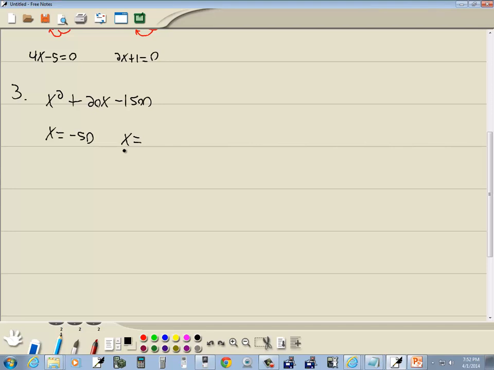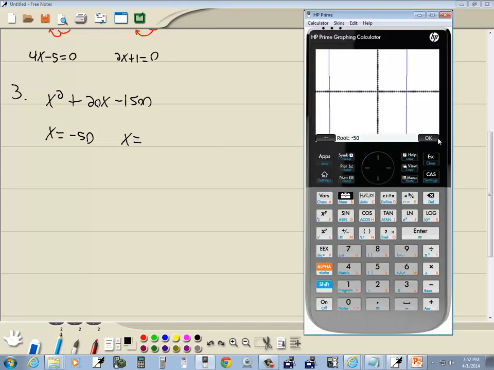Well, let's find our other one. I'm going to press my OK. I'm going to shut off trace. And then I'm going to do my right arrow key. Move my cursor over closer to the other one. It doesn't have to be right on top of it. That's probably close enough. Do my function. Choose 1 for root. And I get 30.